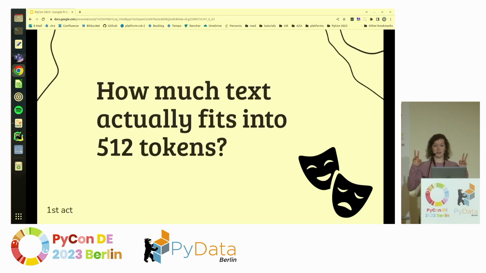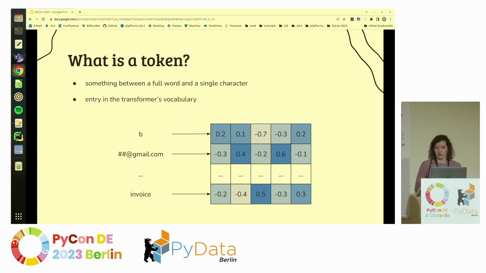So my documents being too long means usually longer than 512 tokens. That is the limit that really many of the pre-trained transformer models have. So my first question was, how much text can I actually fit into 512 tokens? So what is a token? Anything essentially between a full word and a single character. The important part is that it is part of the transformer's vocabulary. The vocabulary you can see here on the left is a set of common words like invoice, common subwords like @gmail.com, and all of the characters you might find in your texts.